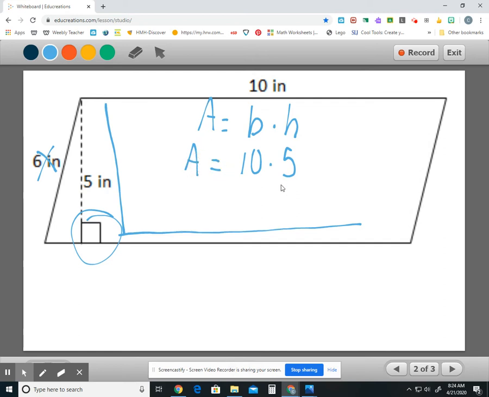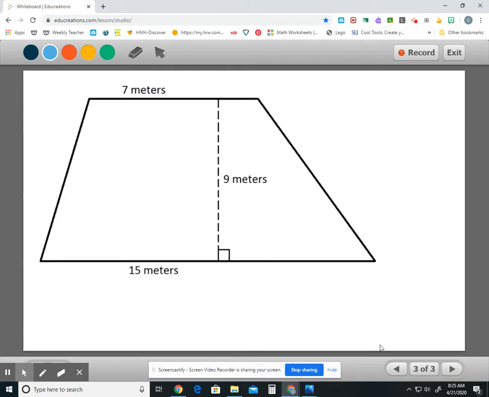So we've just made ourselves an equation. We solve it out. Area is equal to 50 inches squared. And we need that little 2 on there because that's telling us that we're taking a 2-part measurement when we find area. All right, so that one's really easy. Let's go on and spend our time with the trapezoid.